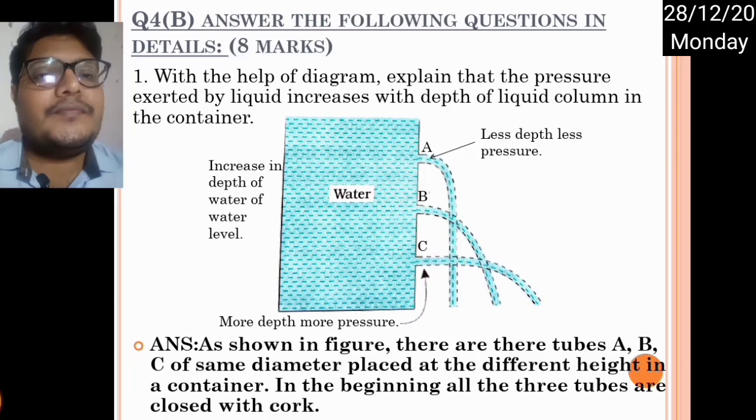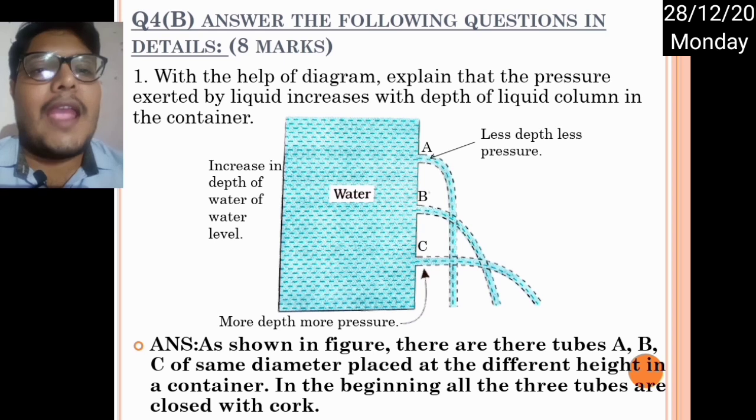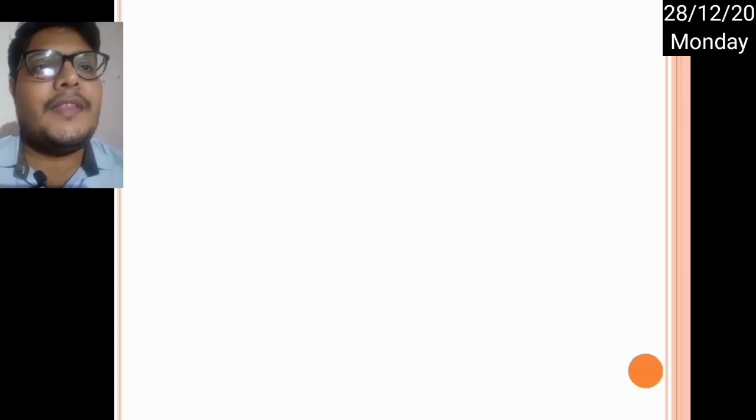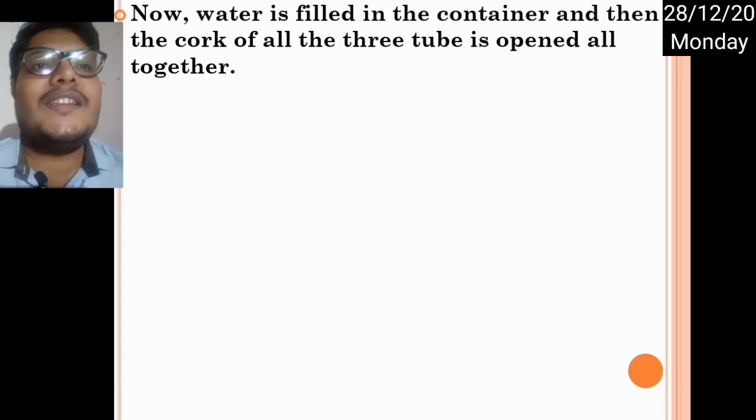See the first one. As shown in the figure, there are 3 tubes, A, B and C, of the same diameter. The diameter is the same, placed at different heights in a container, as you can see in the figure. In the beginning, all these 3 tubes are closed with cork. Means right now the container is empty and all tubes are closed with a cork. Okay, now what we'll do, see. Now water is filled in the container and then the cork of all the 3 tubes is opened all together.